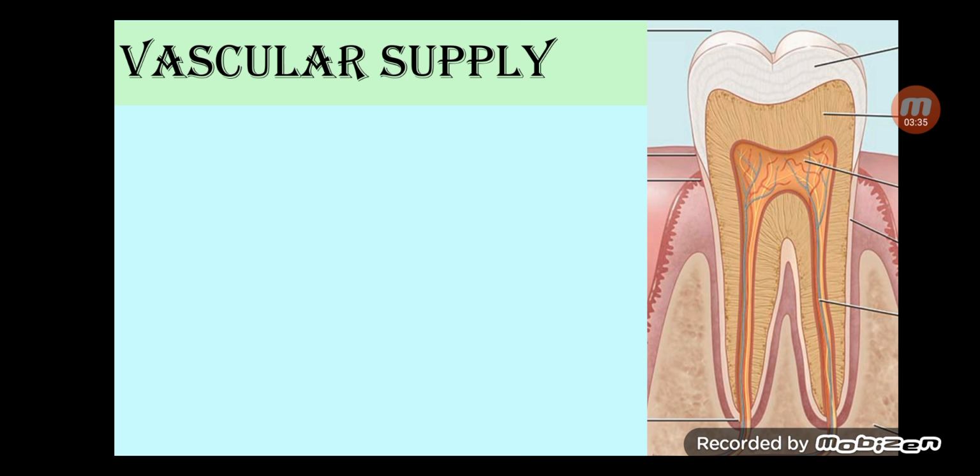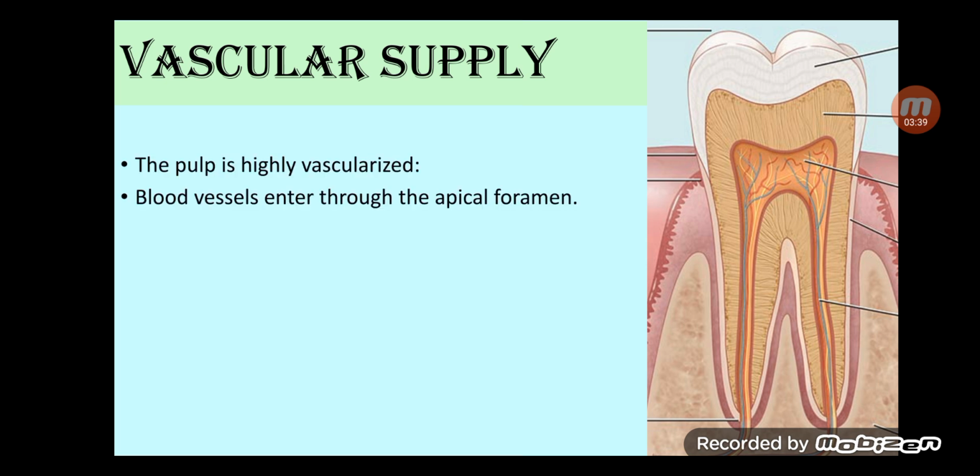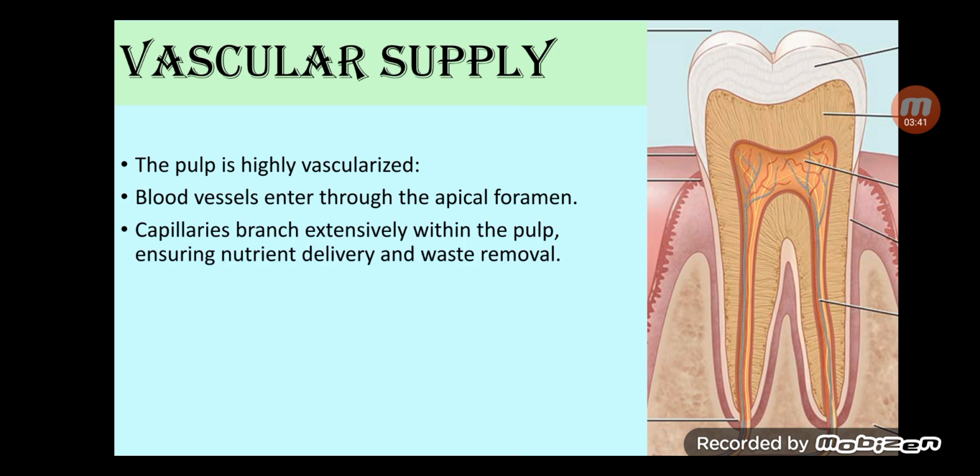And then we have vascular supply in dental pulp, which we will talk about. The pulp is highly vascularized. Blood vessels enter through the apical foramen. Capillaries branch extensively within the pulp, ensuring nutrient delivery and waste removal.